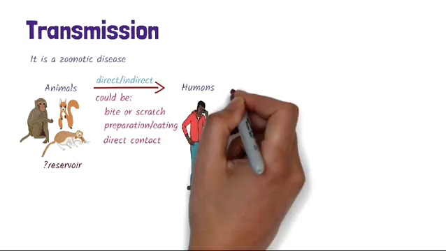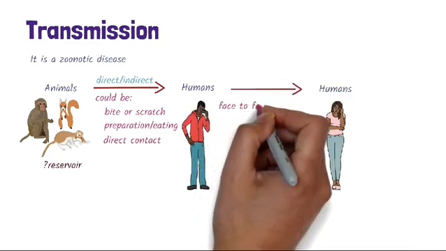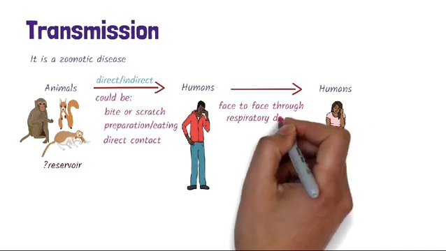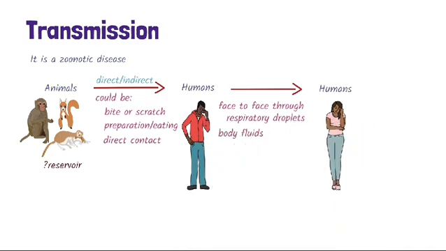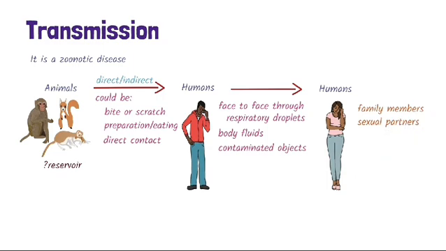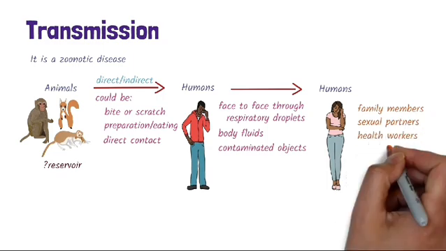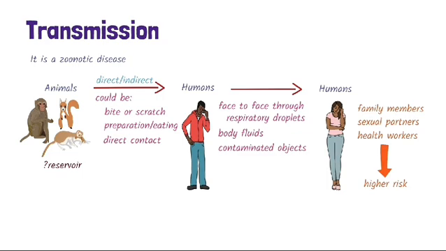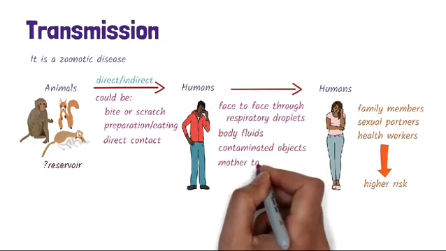It can be transmitted from person to person through face-to-face contact through respiratory droplets, contact with body fluids of an infected person such as from skin lesions, or from objects contaminated with the virus such as bedding. Family members, sexual partners, or anyone with close physical contact, and health workers are at a higher risk. The virus can also be passed from mother to fetus through the placenta.